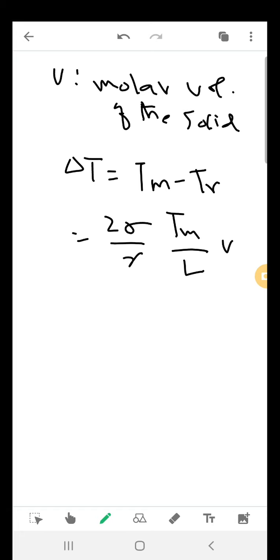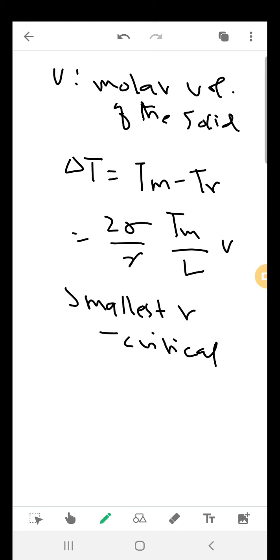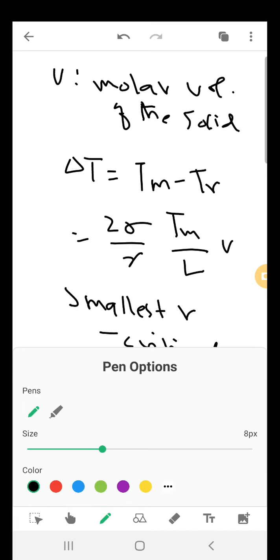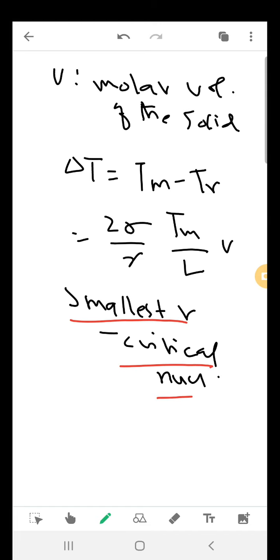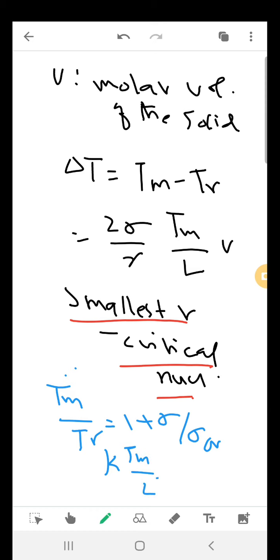So the smallest R is basically the critical nucleus. And the expression relating Tm and Tr is equal to 1 plus sigma by sigma critical into K Tm by L into ln of vapor pressure by equilibrium vapor pressure.